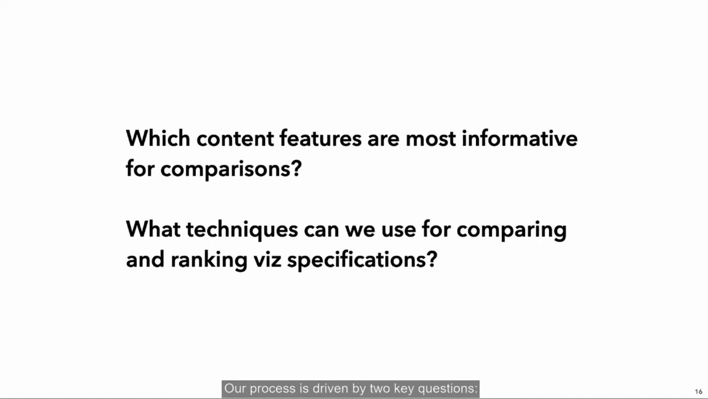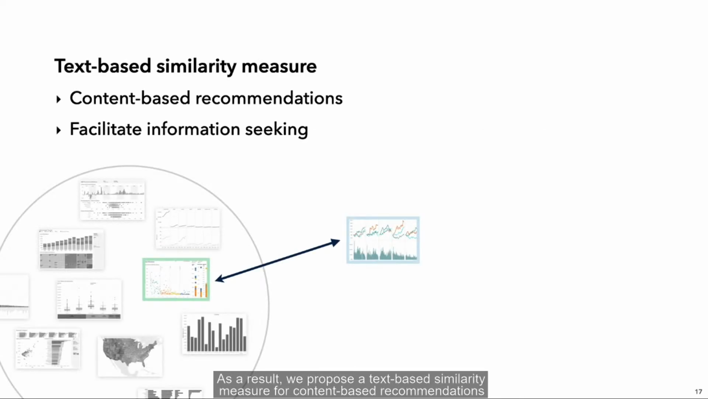Our process is driven by two key questions: which content features are most informative for comparisons, and what techniques can be used for comparing and ranking VIS specifications. As a result, we propose a text-based similarity measure for content-based recommendations to facilitate information seeking in visualization repositories.